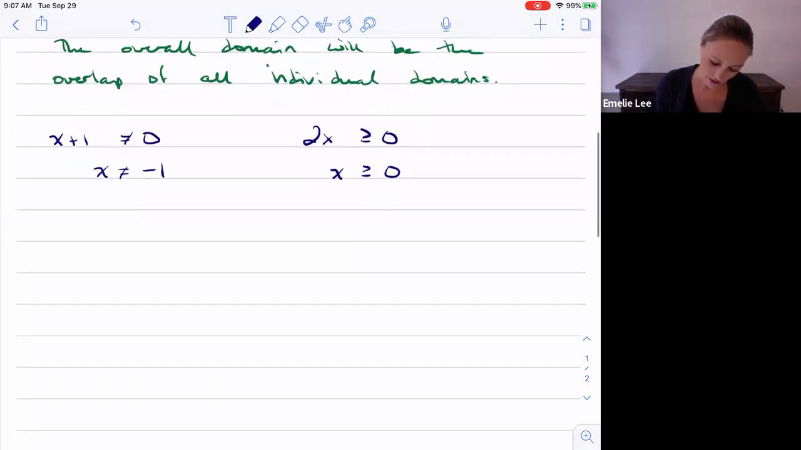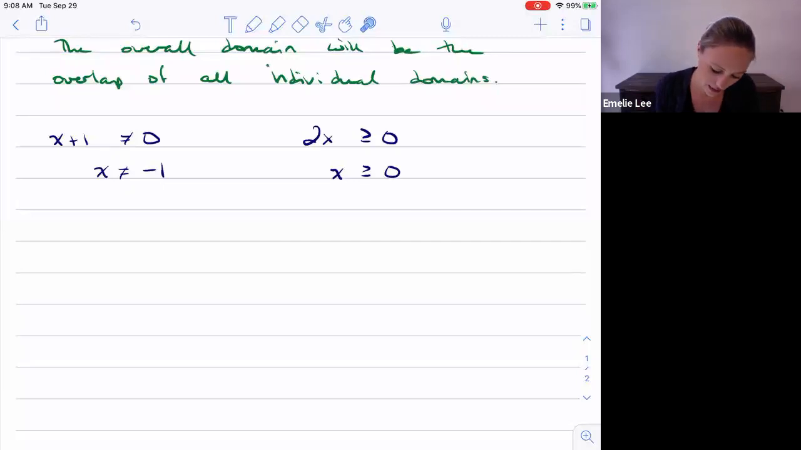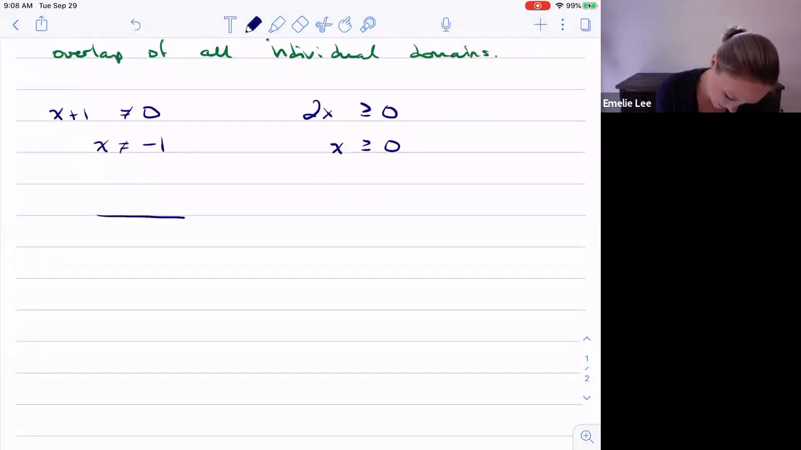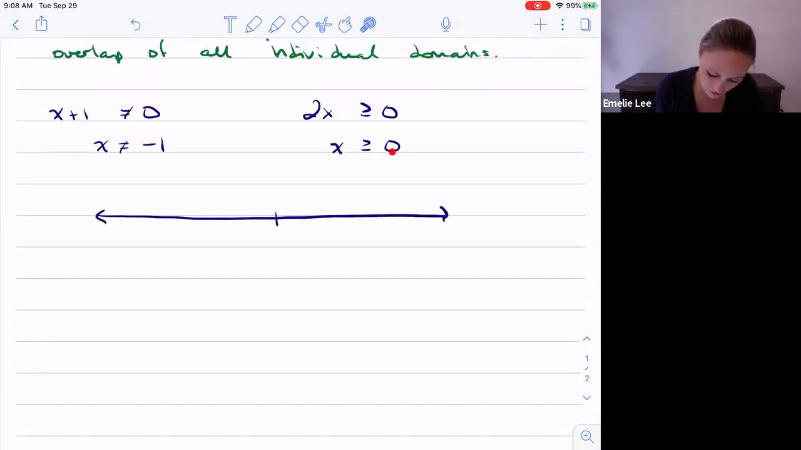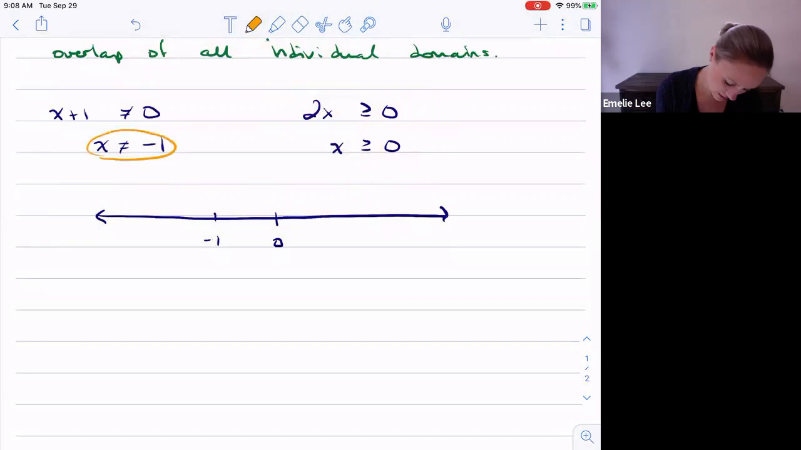So now, it's usually helpful to put these in terms of a number line to see the overlap. Otherwise, it's hard to figure out what the overlap might be. And so I'm going to start by putting out a number line here. I have some key points, 0 and negative 1. So I'm going to put those on here. And here, if x can't be negative 1, what that looks like is an empty dot here, but everything else is allowed.